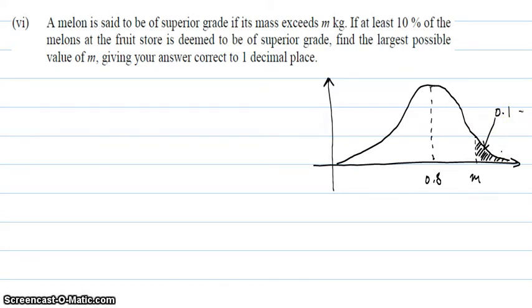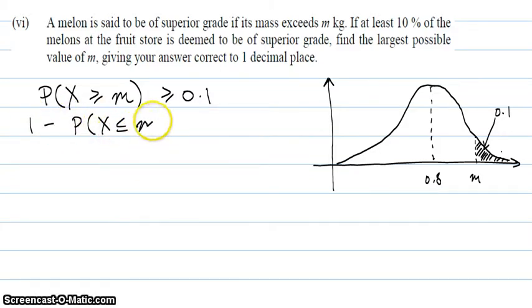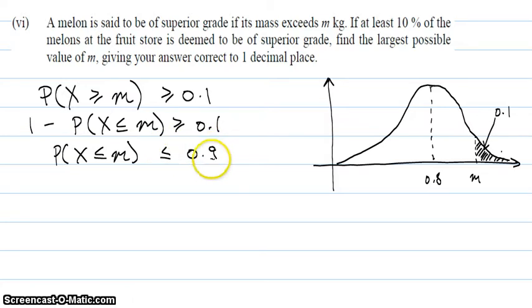So what does that mean? That means I know the probability that my random variable x is greater than or equal to m must be bigger than or equal to 0.1. Well, let's turn that around. That means that 1 minus the probability that x is less than or equal to m is bigger than or equal to 0.1. Or, in other words, the probability that x is less than or equal to m is less than or equal to 0.9.